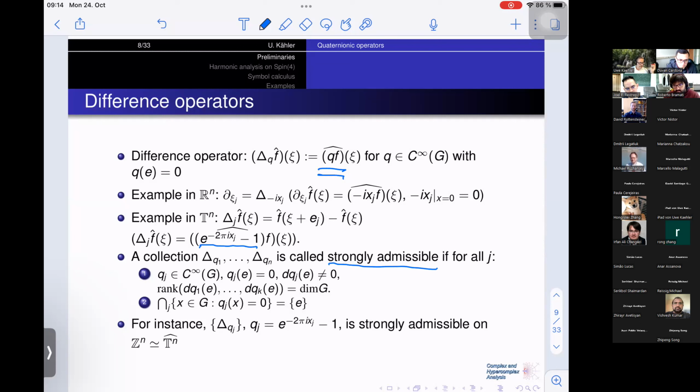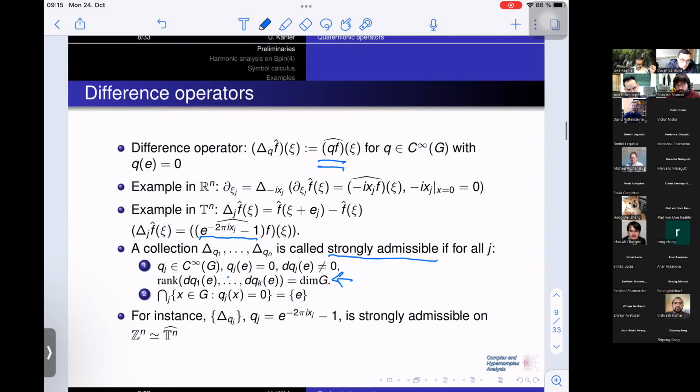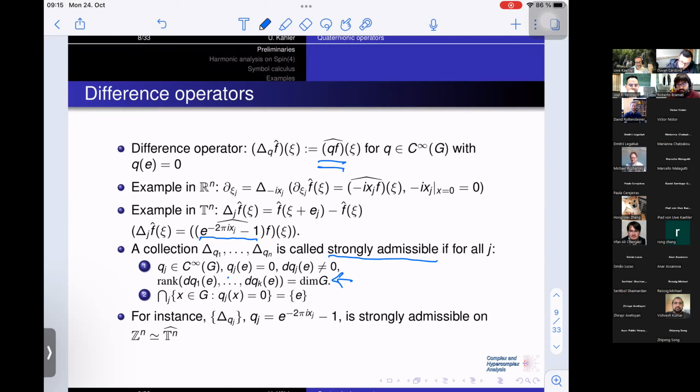And for the torus, for instance, these multipliers we have here are strongly admissible. So we'll later on look in our specific case at what we will have there. For that part, the main point is basically that you can generate everything. So if you take the rank of all these together, that gives the dimension of the group you have here. And these difference operators basically play the role of the classic differential operators on the frequency side, if you think in terms of the phase space.